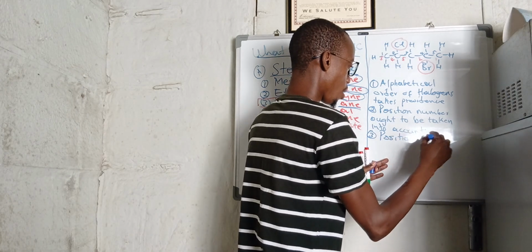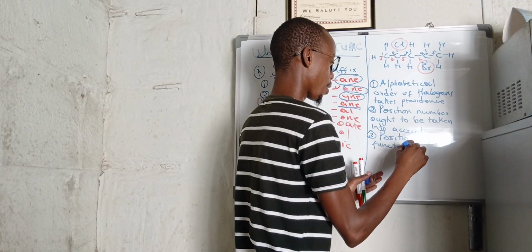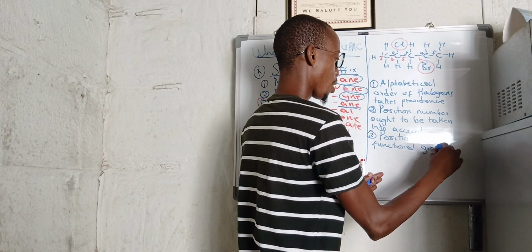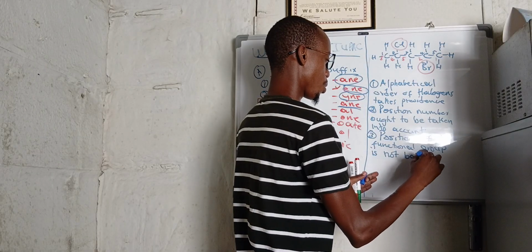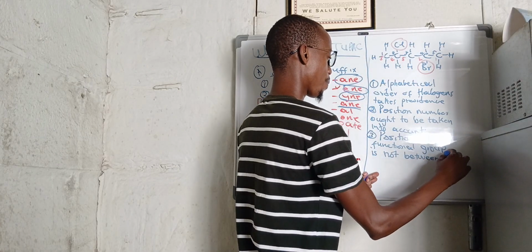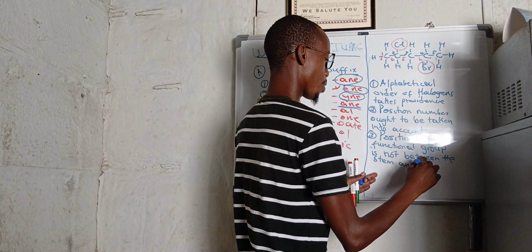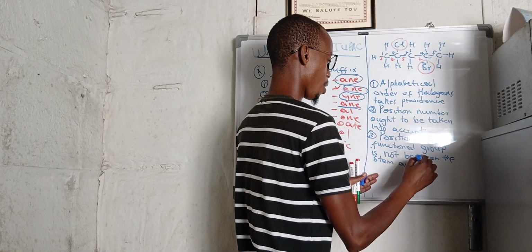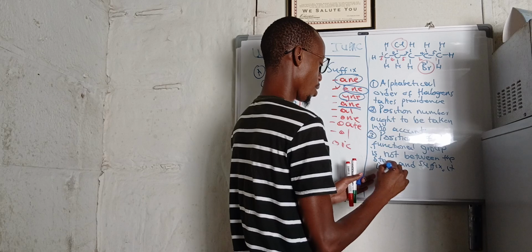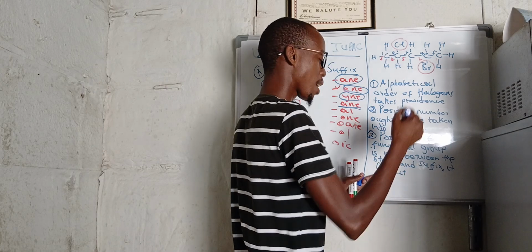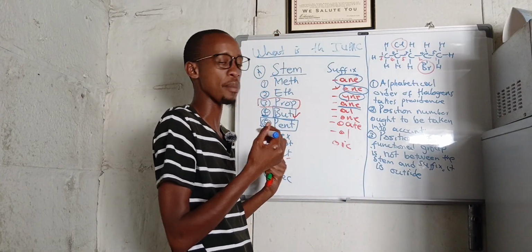Position of the functional group is not between the stem and suffix. It is outside. It is outside, meaning it's the one that starts the name. It acts as if it's a prefix in a way.